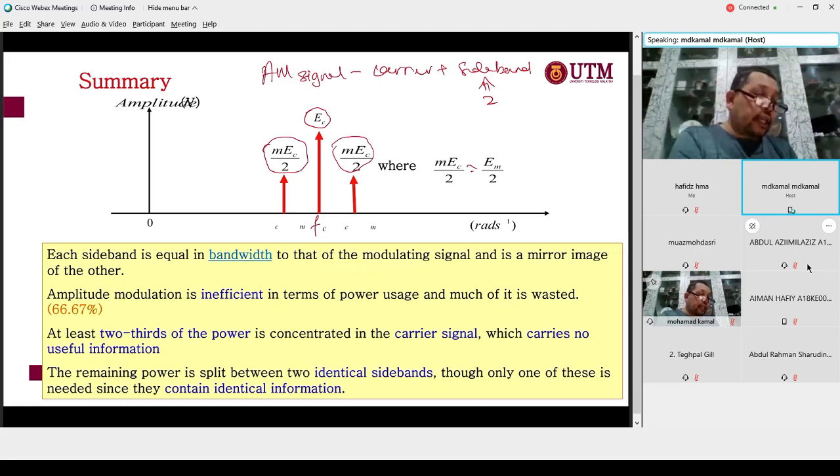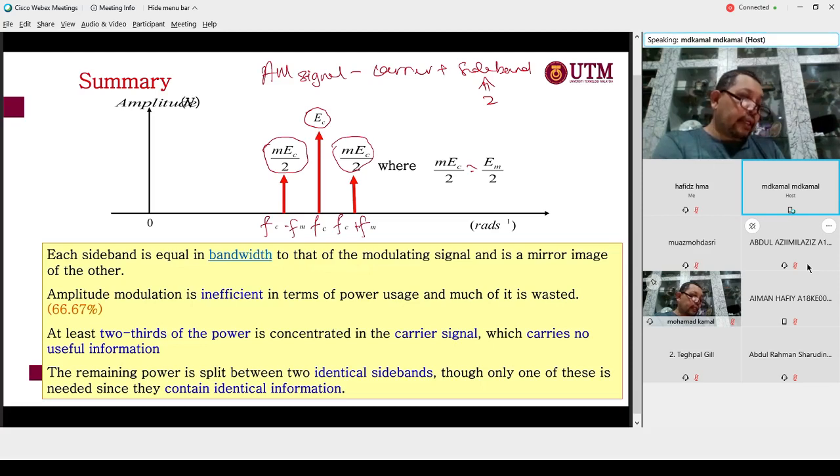So FC, this is your carrier. So FC plus FM, FC minus FM. So this is the spectrum. So we can say as a summary, the AM signal consists of the carrier plus sideband. An AM signal consists of apa? What is it? One carrier plus two sidebands.